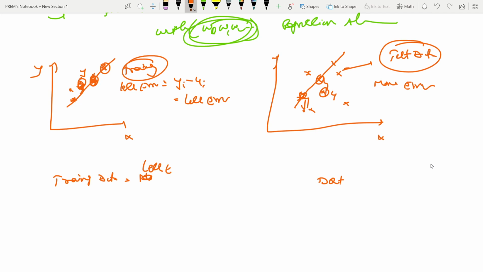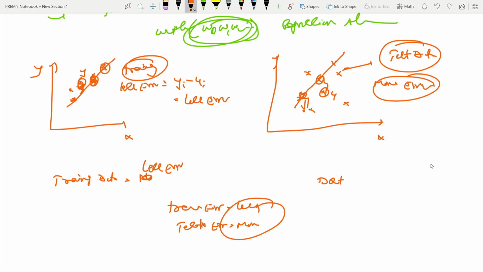While training we get less error, while testing we get more error. So training error is less and testing error is more. This kind of situation is called overfitting.